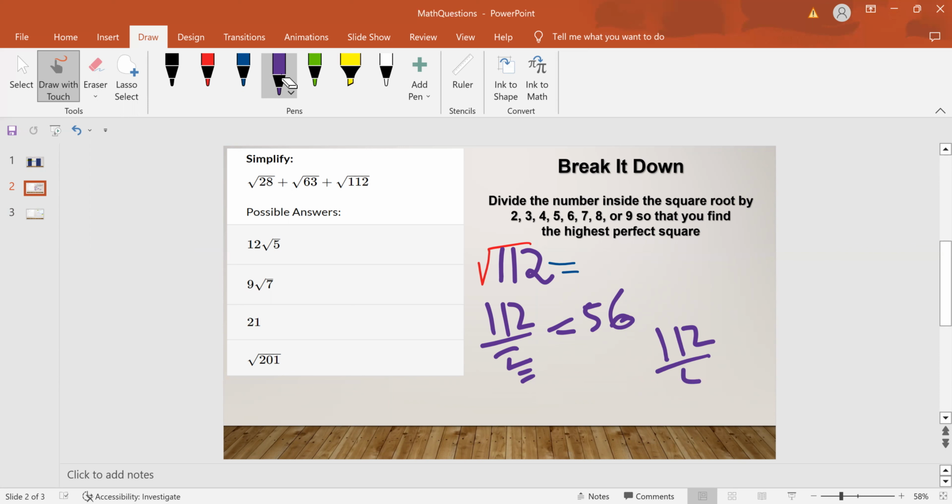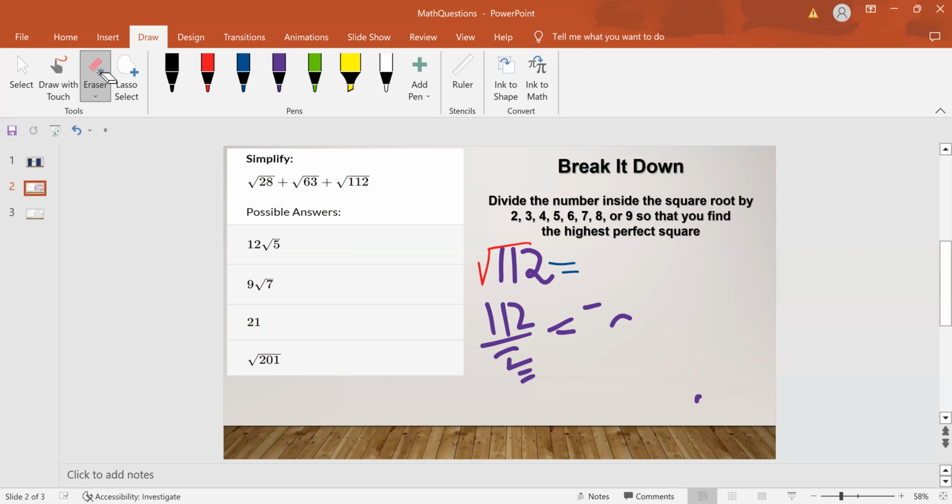112 divided by 4 gives you 28. Yes, we have a 4 as a perfect square, and 28 is not a perfect square. But 4 is not the highest perfect square we could find, because if you break down the 28, you're going to find another perfect square. So I cannot just stop here; you continue. 5 doesn't work. 6 doesn't work. But 7, let's see what is going to happen for 7.